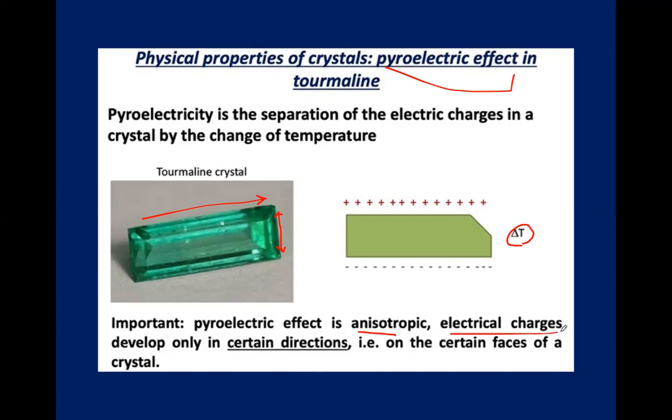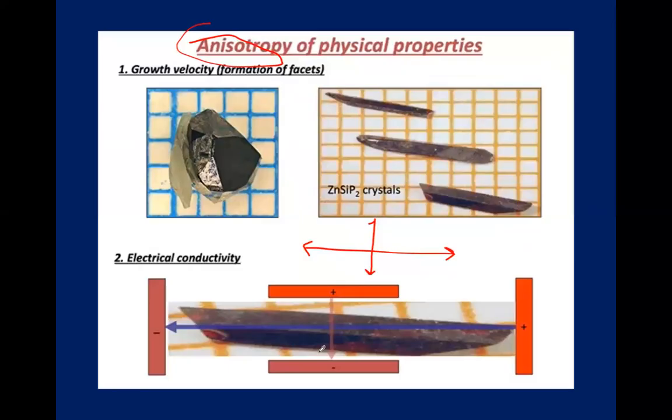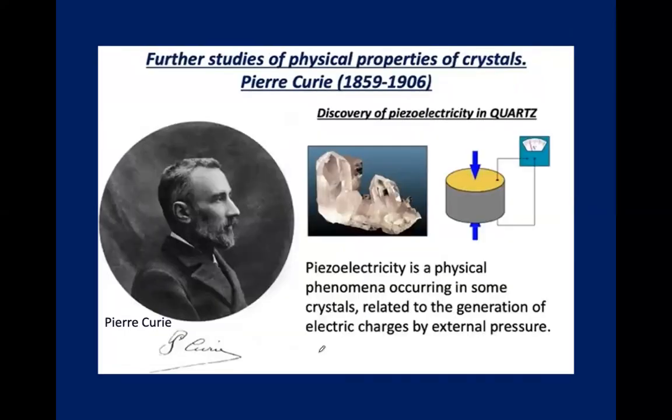Electrical charges develop only in certain directions, not in every direction. If they were equally developed in all directions, then you could call it isotropic, but it's not, right? The charges are distributed only along some certain phases.